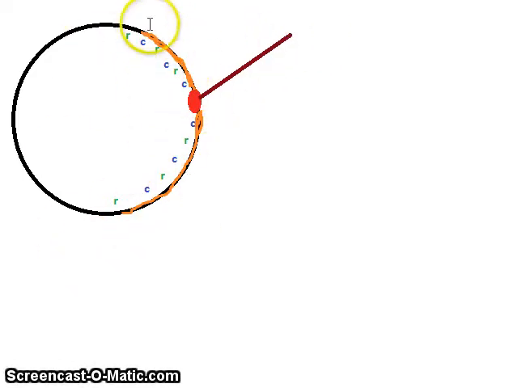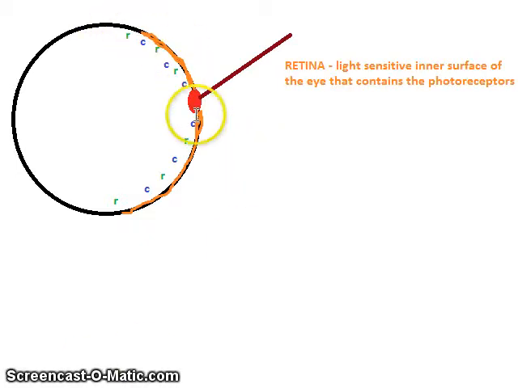First, the orange part, the back of the eye, what I have in orange here. That is called the retina. That's the light-sensitive inner surface of the eye that has the photoreceptors. So the retina is the back of the eye. Now those photoreceptors that are found on the retina are these R's and the C's. The R stands for rod and the C stands for cone.